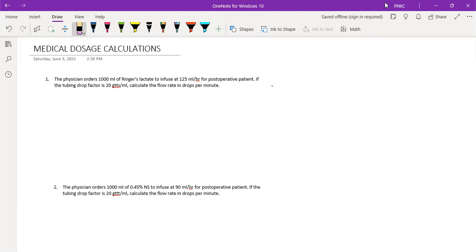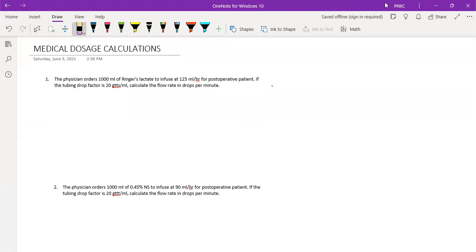So the first question I want to focus on is the physician orders 1000 ml of Ringer's lactate to infuse at 125 ml per hour for post-operative patients, if the tubing drop factor is 20 drops per ml. Calculate the flow rate in drops per minute.